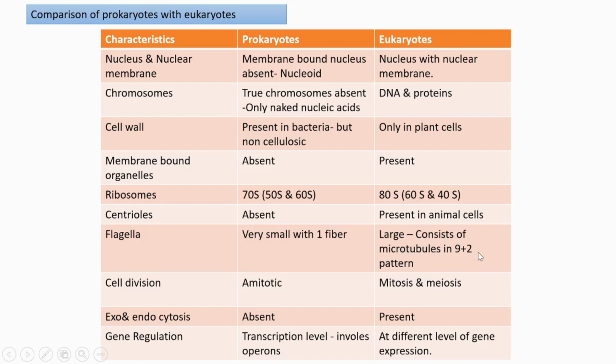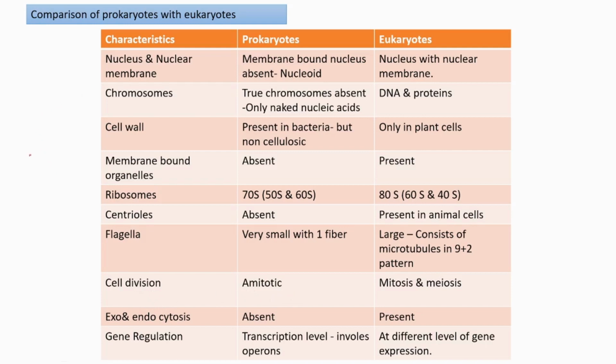In eukaryotes, flagella are very large and consist of microtubules in a 9 plus 2 arrangement. 9 plus 2 means 9 units are arranged in the form of a circlet, and each unit is composed of 2 tubules. That's the 9 plus 2 pattern. Then cell division. Cell division is amitotic.